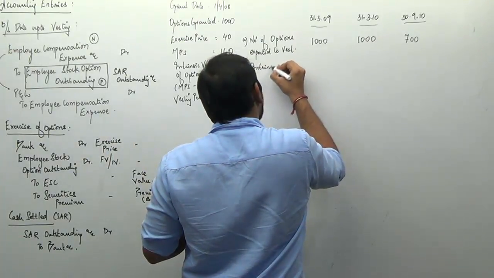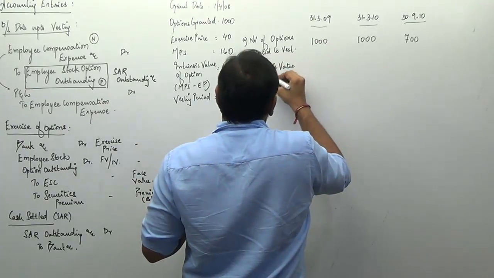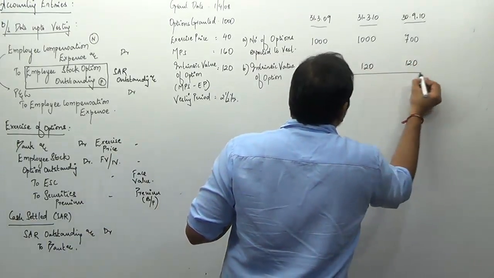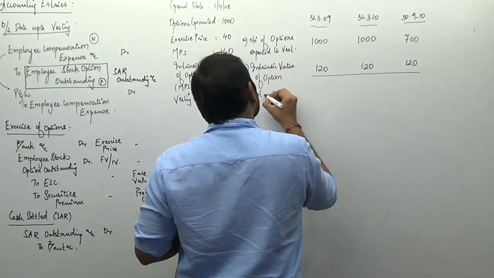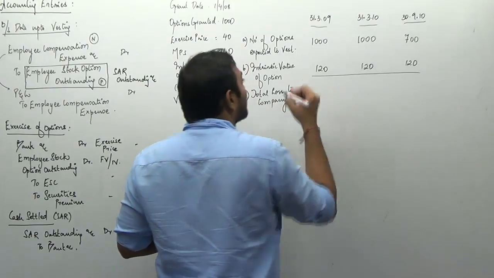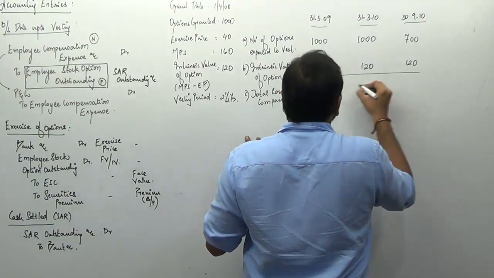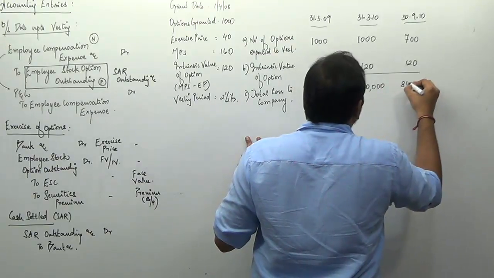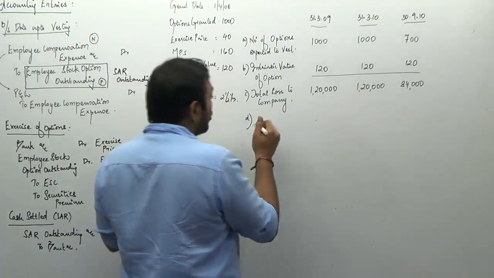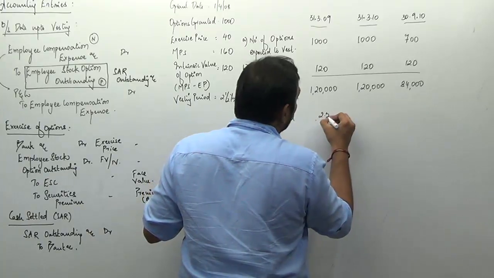What is the intrinsic value? Intrinsic value of option is 120. Multiply, and you will get the total loss. We have already seen the formula: loss to company is number of options expected to vest into intrinsic value or fair value. Here I have intrinsic value, 1,20,000 and 84,000. Over how many years should I provide this loss? Over the vesting period. Vesting period is 2.5 years.